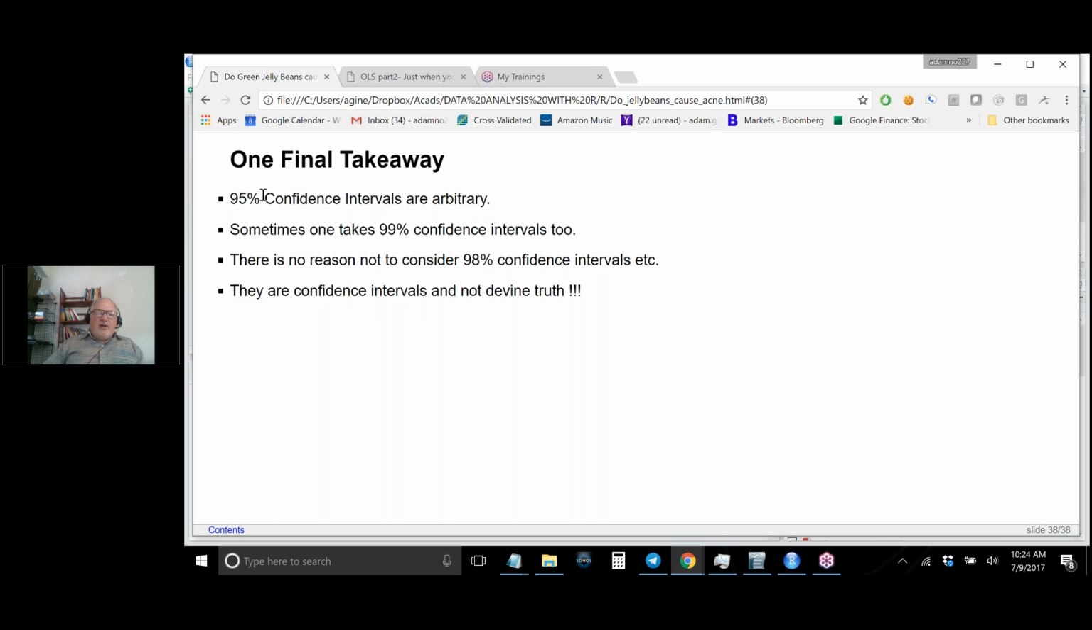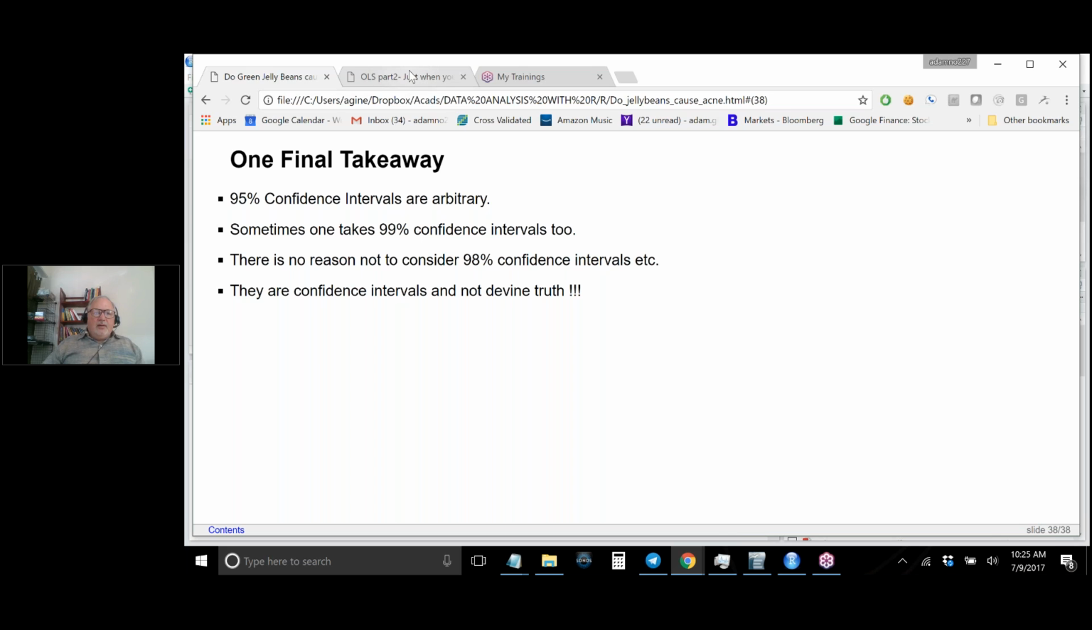And one final takeaway: Ronald Fisher, who invented a lot of this stuff, came up with the idea of 95% confidence intervals. 95% is in some sense an arbitrary number. In practice, when one really needs to be sure, one looks at 99% confidence intervals. But there's no reason not to consider 98% confidence intervals, 80% confidence intervals, and most importantly, they are confidence intervals and not divine truth. All right, so green jelly beans and orange jelly beans, we have no evidence about whether or not they cause cancer.